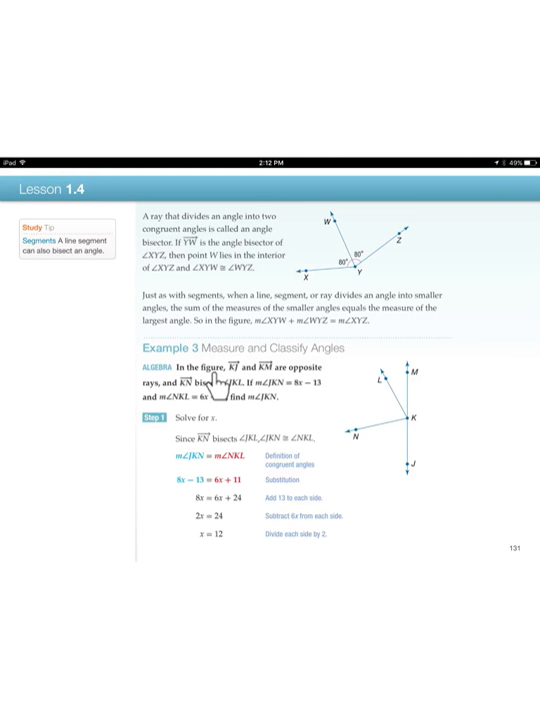In the figure, JK and KM are opposite rays, which means that must be 180 degrees. This line here, KN, bisects JKL. So there's the angle JKL, and this bisects it. From the definition that we've just read, this angle here and this angle here must be congruent.